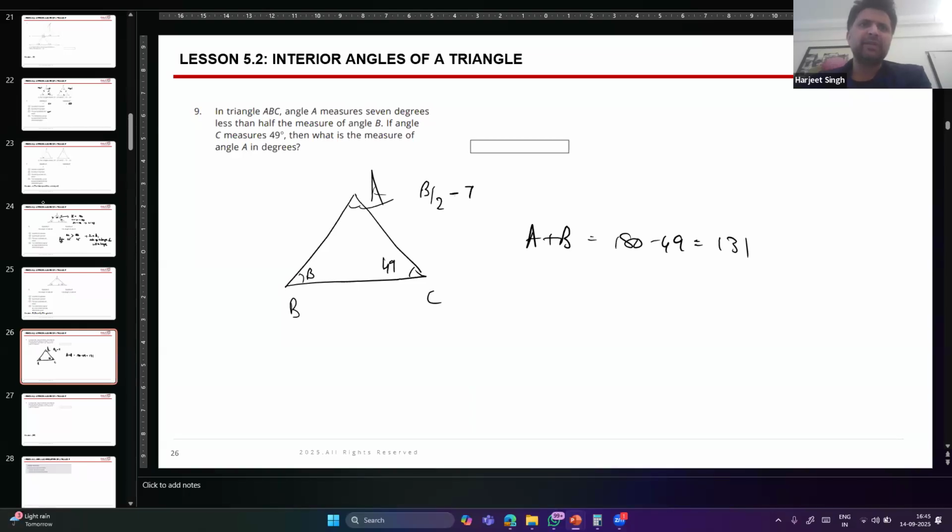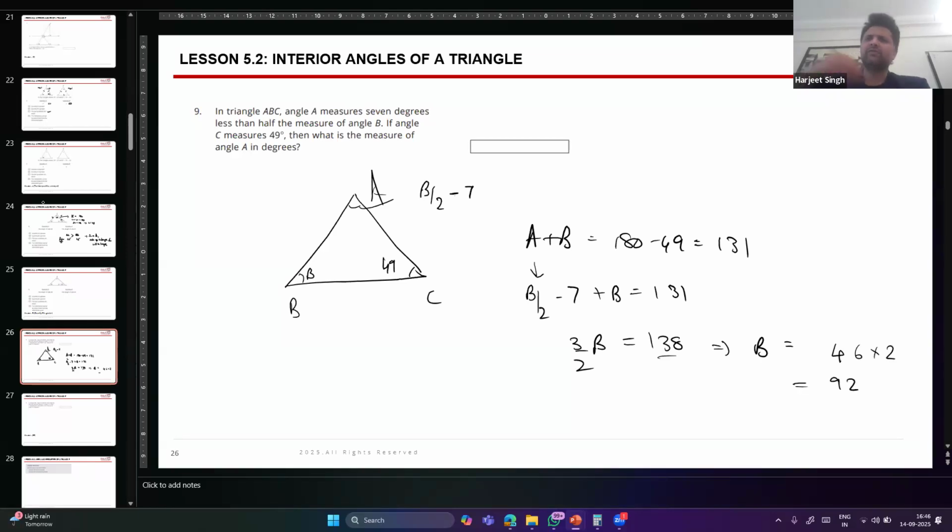A plus B plus C should be equal to 180. So A plus B should be 180 minus 49. And we know what A is, B by 2 minus 7, plus B should be equal to 131. So 3 by 2 B is equal to 138. This is divisible by 3 because the sum of digits is 12, which is divisible by 3. So what is B? 46 into 2. 92.